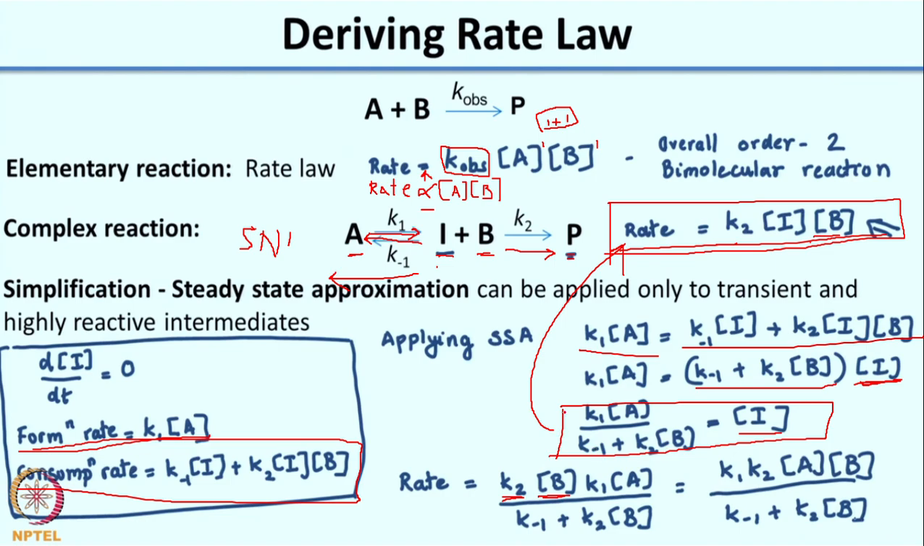Then if we write it in simplest form, we will observe that K1, K2 and the concentrations of A and B are divided by K inverse plus K2 concentration of B. So this is the rate equation for this type of reaction, that is the SN1 reaction. I hope all of you understood this one. This is the SN2 reaction rate equation. Okay.